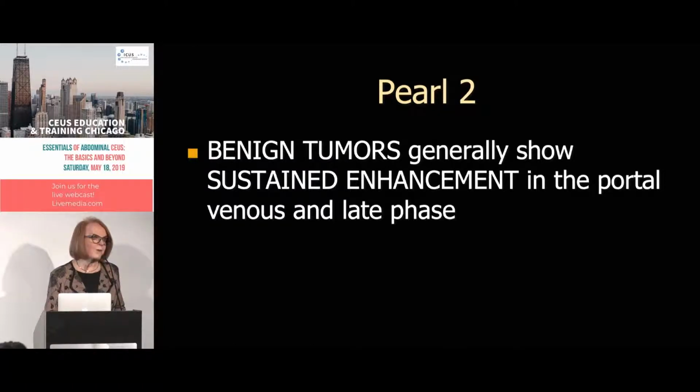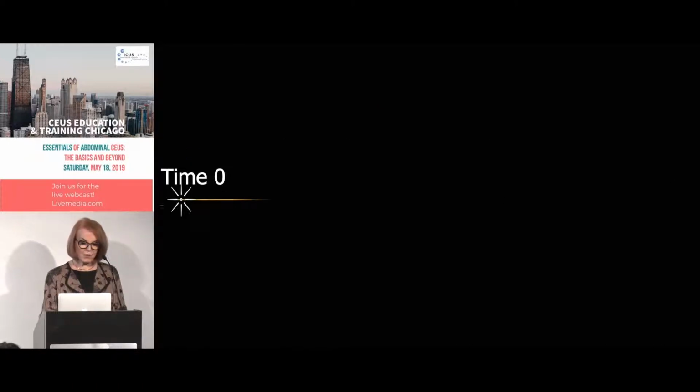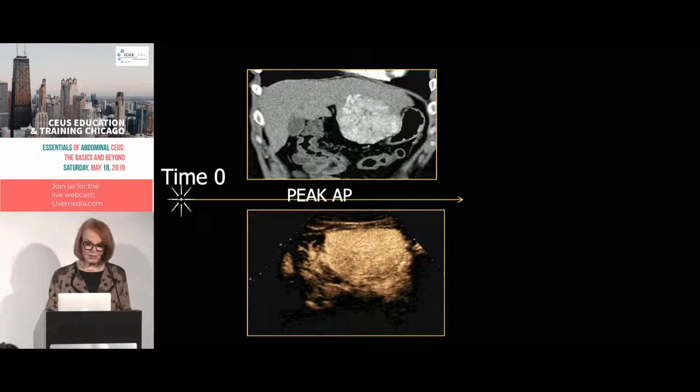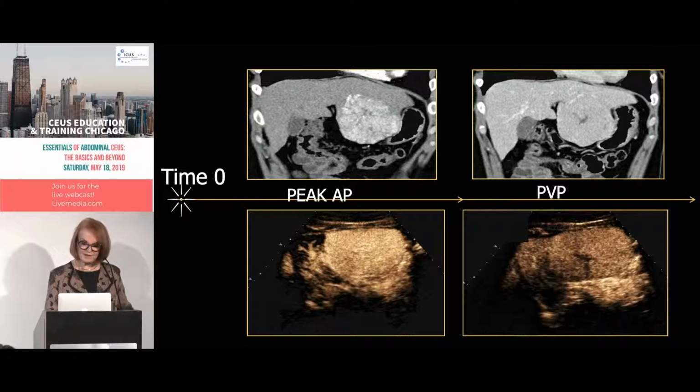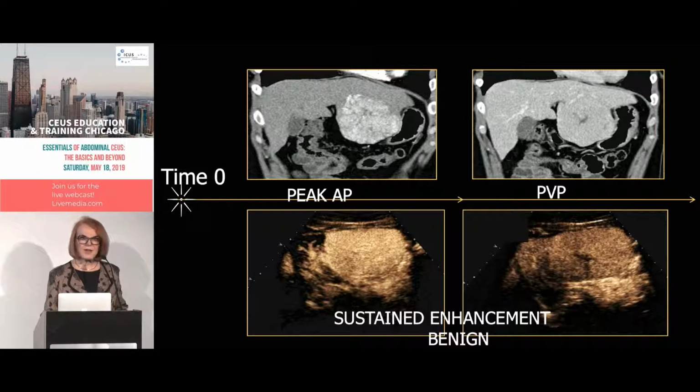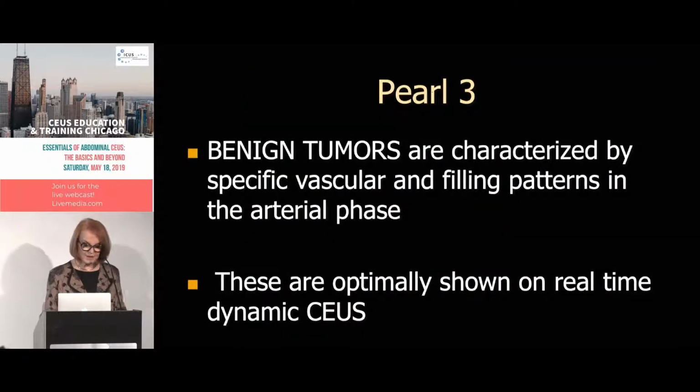Now, pearl number two is the corollary of that statement, and that is that benign tumors generally show sustained enhancement in the portal venous and late phase. If we look at one of the most typical examples, here we have a young asymptomatic woman with a hypervascular exophytic mass in the liver at the peak of arterial enhancement. If we watch this mass over time, you can see that on the CT scan, the mass remains iso-enhancing relative to the liver, whereas on the CEUS for 4 or even 5 minutes, the mass continues to show sustained enhancement and in fact remains in excess of the enhancement of the adjacent parenchyma. So this, of course, is benign, and this is a classic FNH on both CT and on the ultrasound scan.